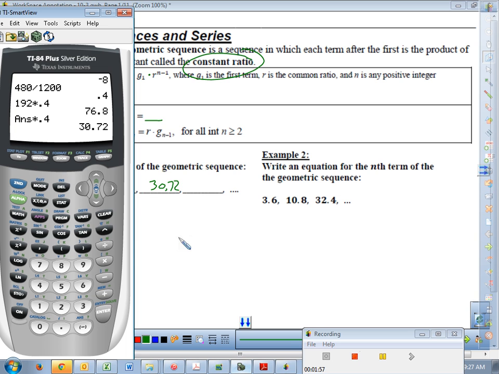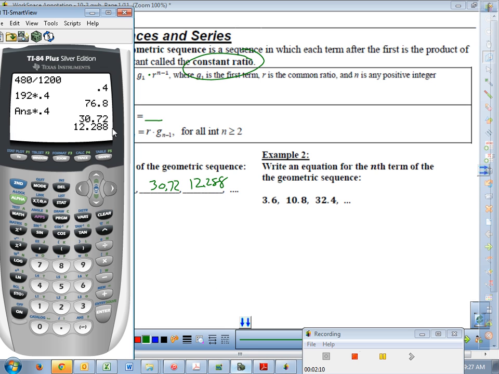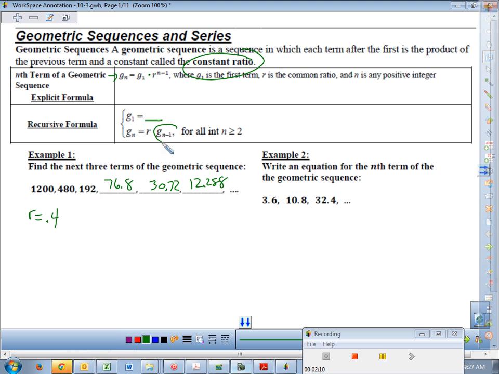If they wanted more terms, don't we have that previous answer, right, times 0.4, so just hit equals again, and you get 12.288. That's 1, 2, 3, 4, 5. That's the 6th term in the sequence. Here's the 7th term, 8th term, 9th term, 10th term, etc., right? That's like your recursive formula right there. It's always the previous term times that ratio. Cool? The previous term times that ratio.